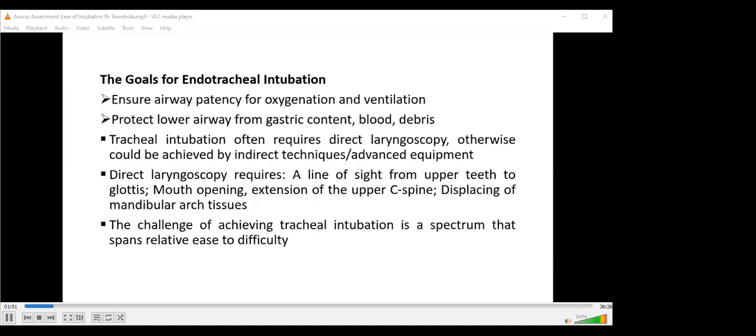So what are the goals of endotracheal intubation? It is to ensure the airway patency for oxygenation and ventilation. It is to protect the lower airway from gastric contents, blood, and debris. Tracheal intubation often requires direct laryngoscopy. It could also be achieved by indirect techniques or advanced equipment. Direct laryngoscopy requires a line of sight from the upper teeth to the glottis. It also requires mouth opening, extension of the upper C-spine, displacing of the mandibular arch tissues.